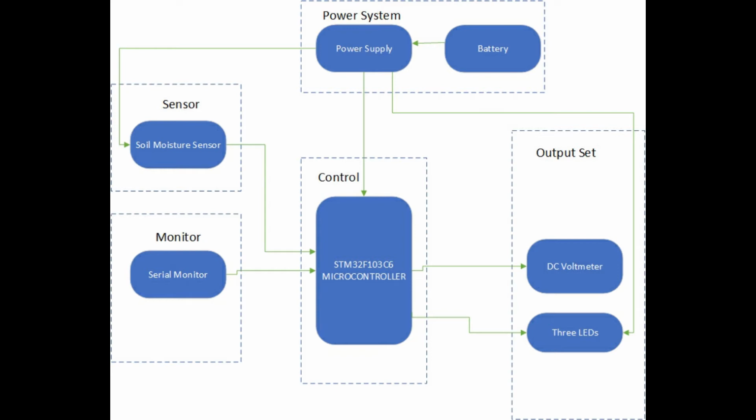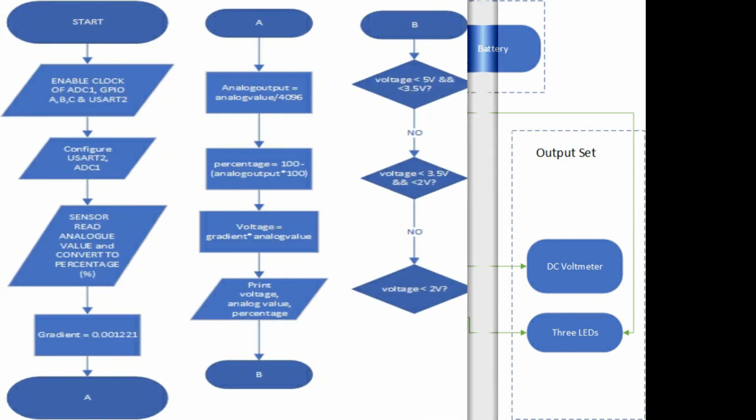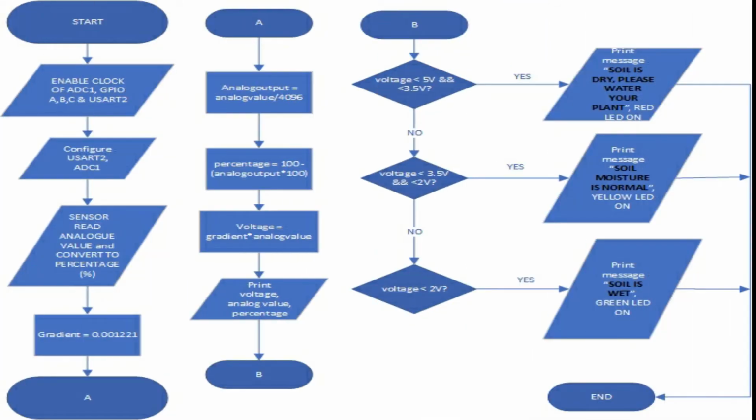And now I'm going to present the project. We will start with the left side of the flowchart first. We have to enable the clock of ADC1, GPIO A, B, C, and USART2, and then configure USART2 and ADC1. After that we move to the while loop, and the sensor will read the analog value and convert it to percentage.